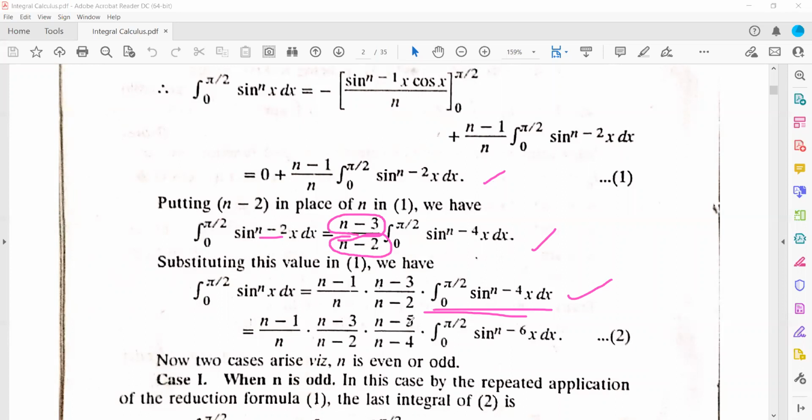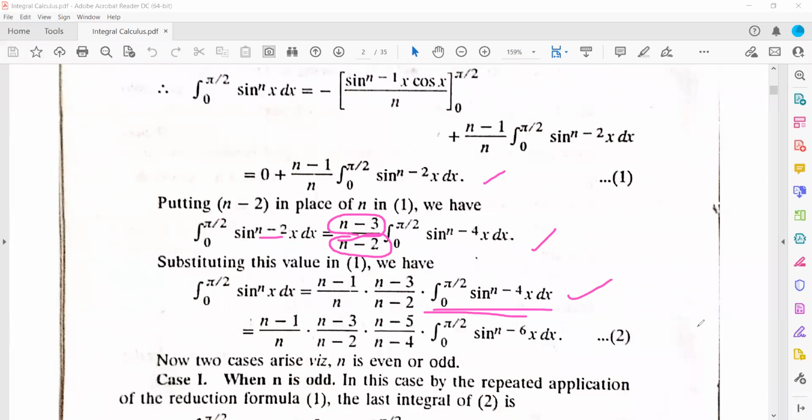So 1 less, that is n minus 5 divided by n minus 4, integral 0 to pi by 2 sine to the power 2 less than this one. So n minus 4 minus 2, that is n minus 6. Next it will be n minus 7 by n minus 6, 0 to pi by 2 sine to the power n minus 8. The next n minus 9 by n minus 8, 0 to pi by 2 sine to the power n minus 10. So like this it will go on.